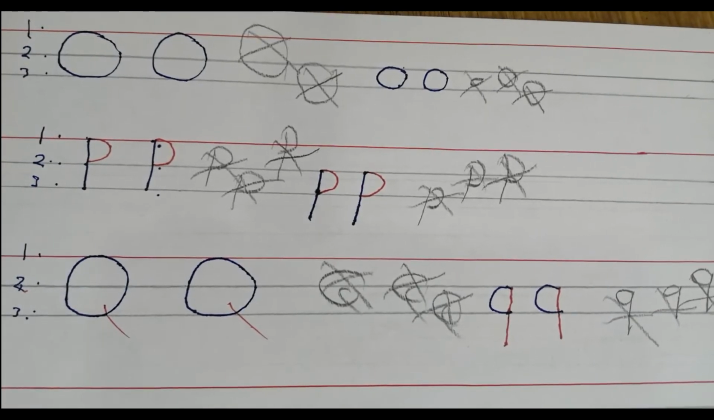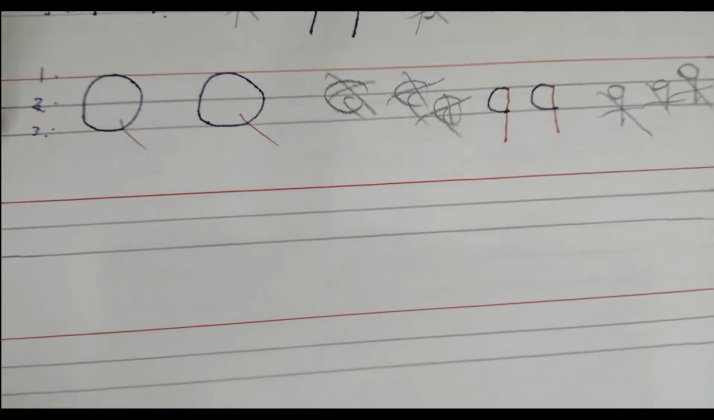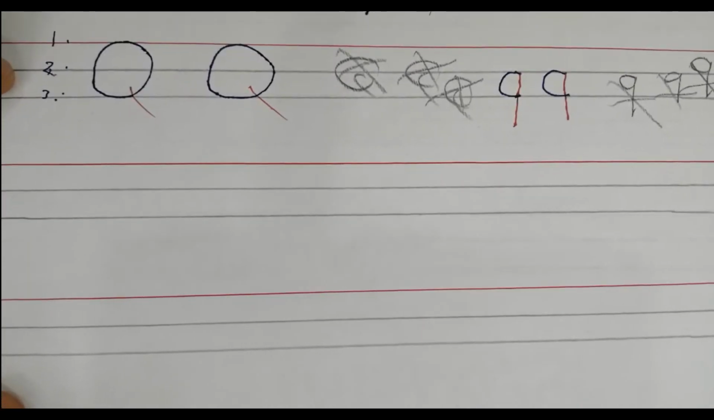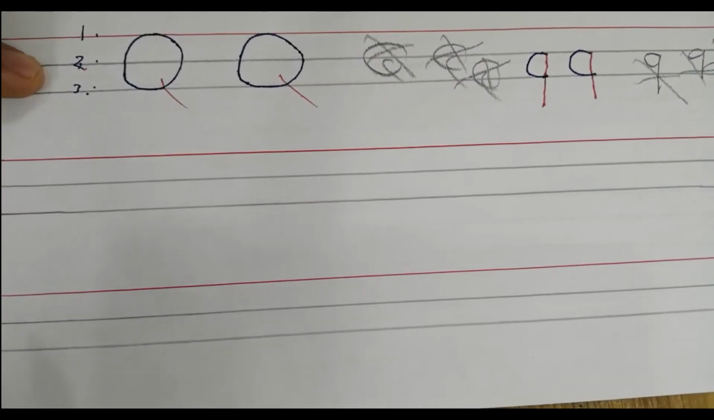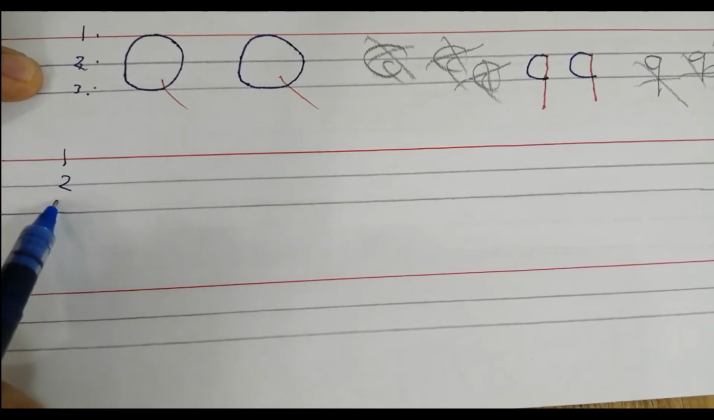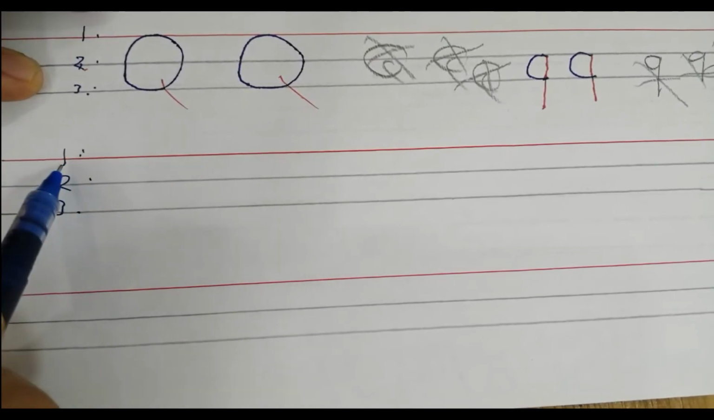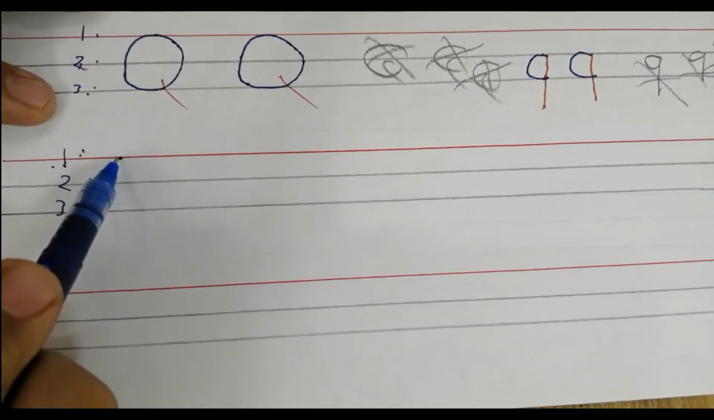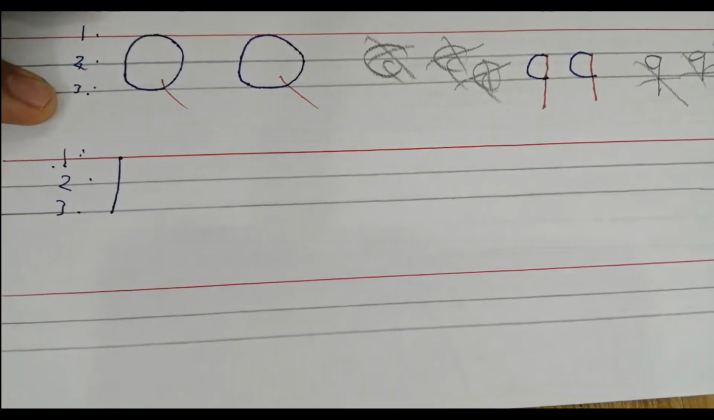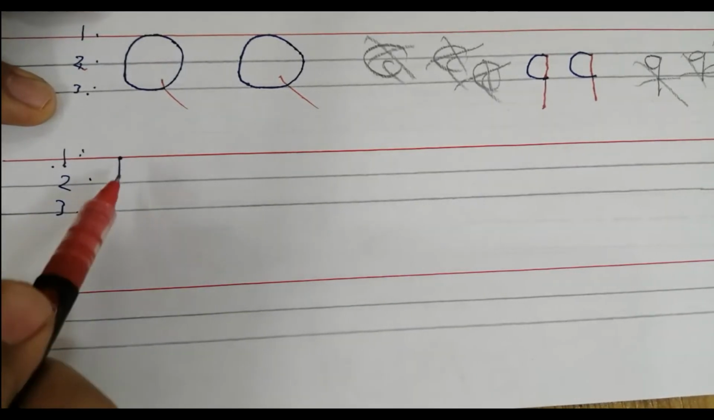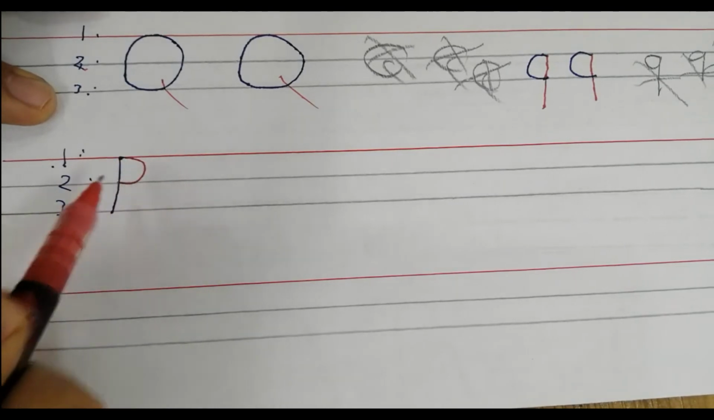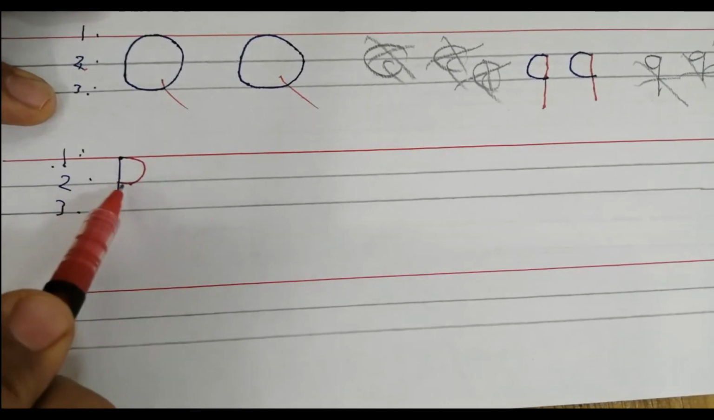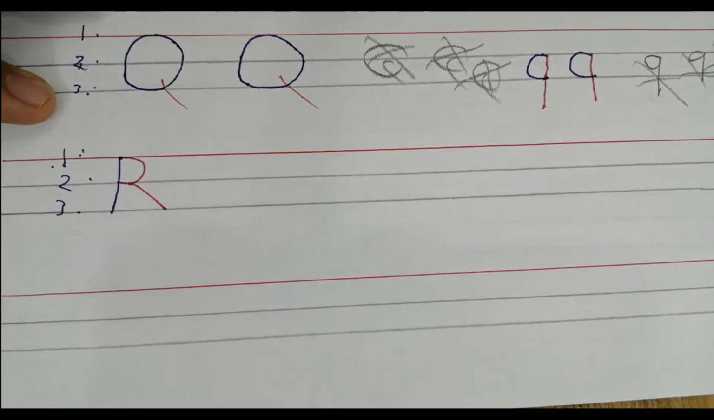Now we go to R. Letter R. Okay. 1, 2, 3. As usual, we have the 3 lines starting from the red one, as you see. R, a following line from line number 1 to line number 3. Then half a circle from line number 1 to line number 2. And the following to here line from line number 2 to line number 3.